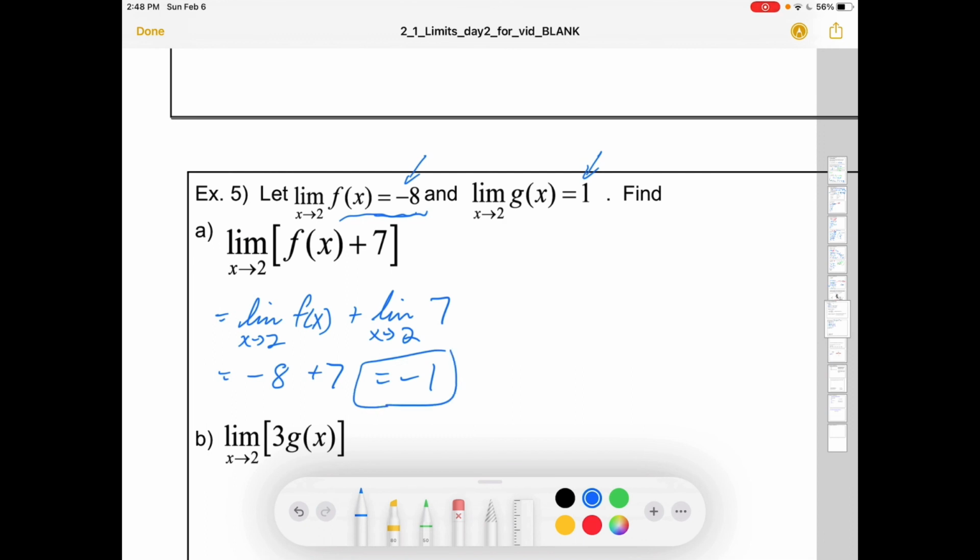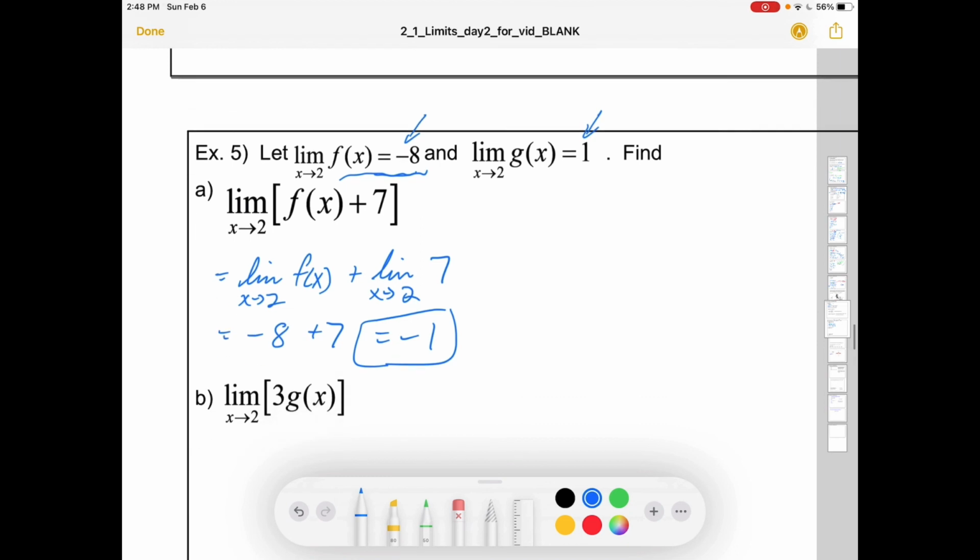If you're inclined to do that with way less work and just say, I think it's -1, again, limit rules, or limit laws, are intuitive enough or close enough to what we would make them up to be if we invented them independently, that you'll probably be right.